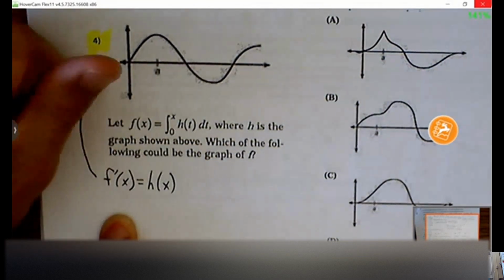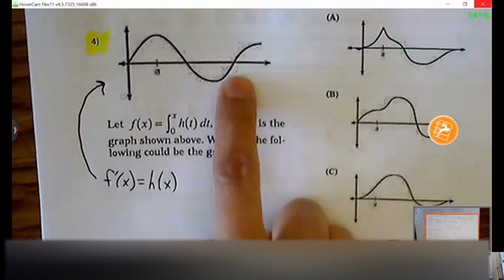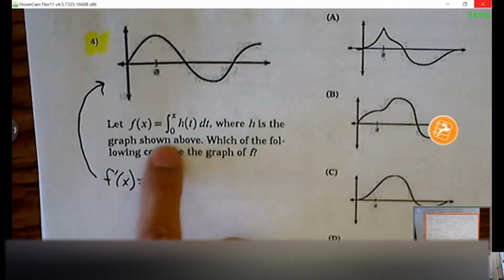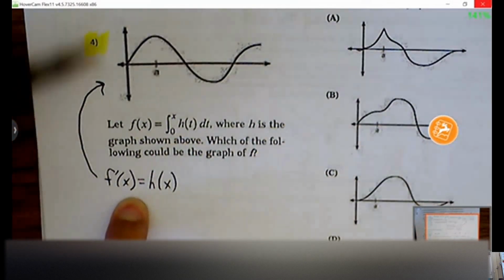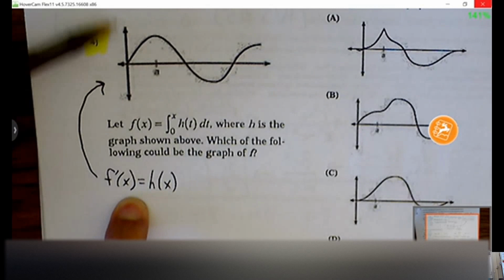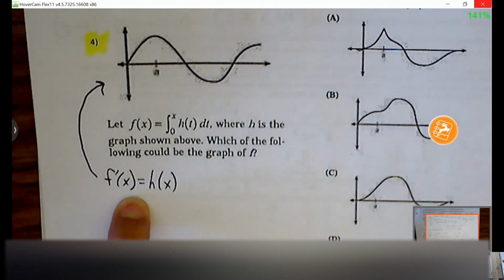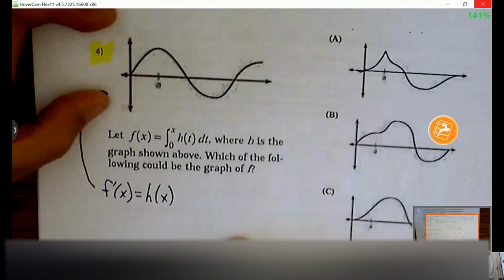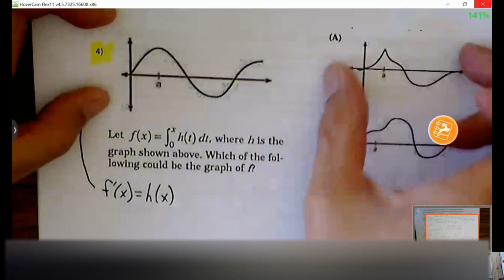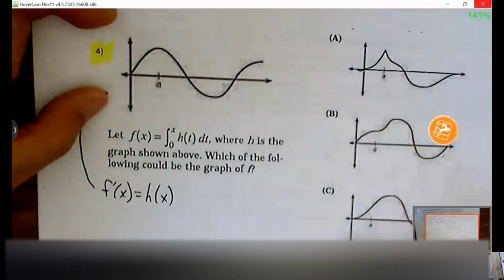So we just have to understand that they call this the h graph, but really, because of this relationship, we're going to think of this as f prime. This is the derivative graph of f. And so we have the derivative graph of f, and we're trying to figure out which of these could be the original f of x graph.